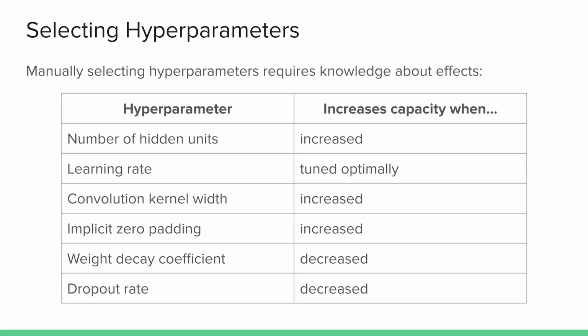And one more hyperparameter that we're talking about here is the dropout rate. That's also one way of regularizing your network, by using something called dropout, where you randomly deactivate certain neurons. If you increase the number of neurons that you're disconnecting temporarily, you're also decreasing the capacity.